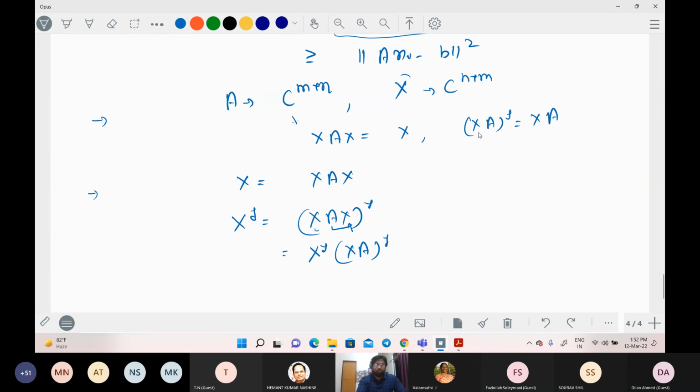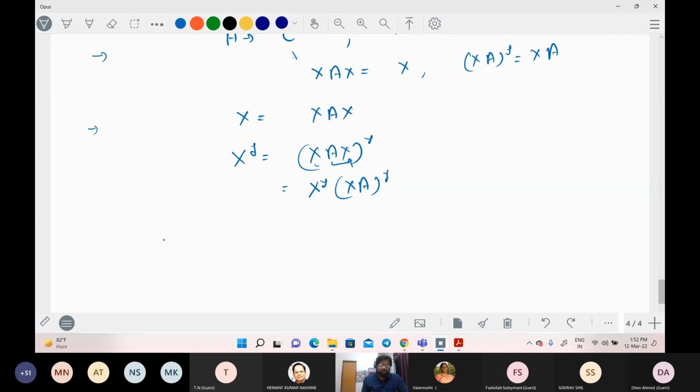Then you know already that (XA)* = XA, no problem at all with this. So this is one expression that you will have. Now consider this equation for arbitrary β belonging to the reals. Initially I'm taking β as an arbitrary real number, and I'm considering this equation: X* can be written like that, X* minus βX.